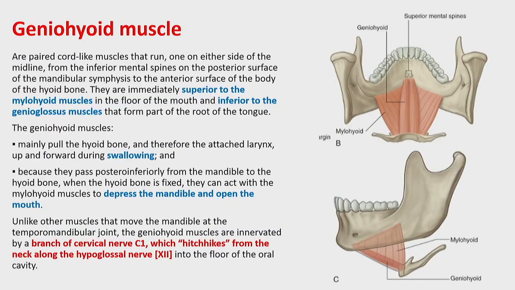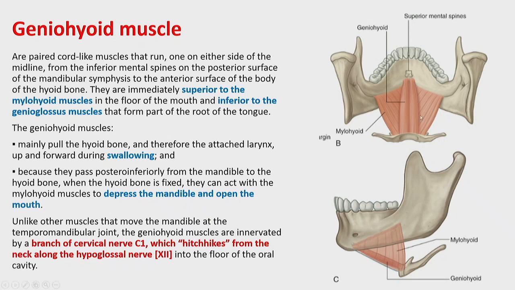It is very important. So the next muscle, also our topic, is the geniohyoid. It is another muscle of the suprahyoid muscles, and as we mentioned, it is a cord-like muscle, which is coming from the inferior mental spine and going to the hyoid bone, to the body of the hyoid bone. And this muscle, as you see, is superior to the mylohyoid muscle in the floor of the mouth, and inferior to the genioglossus muscle, which is coming from the superior mental spine.